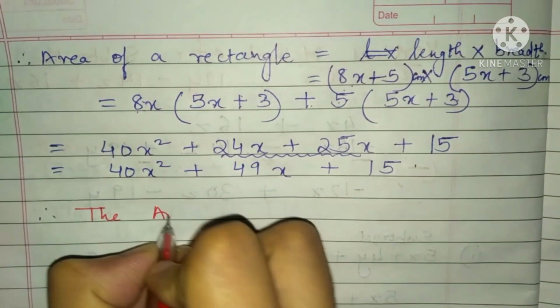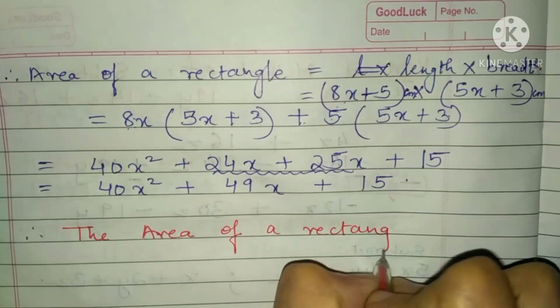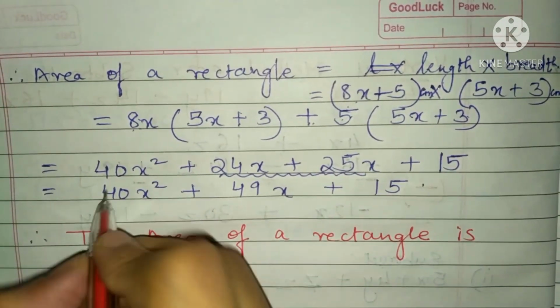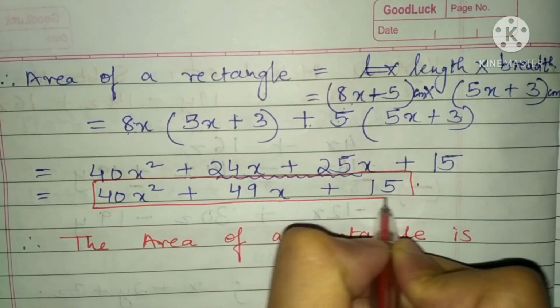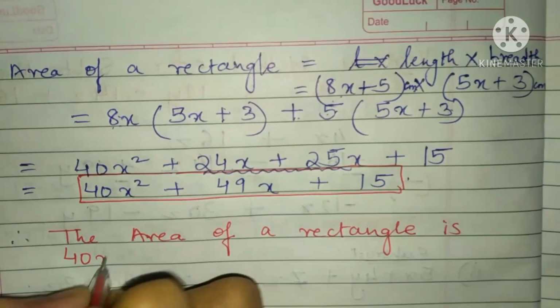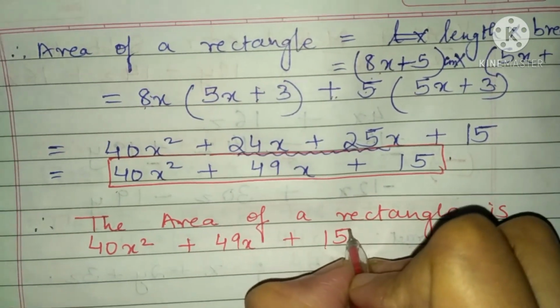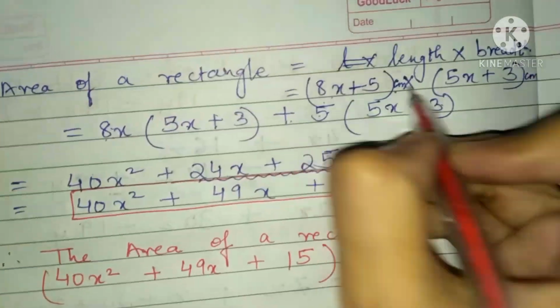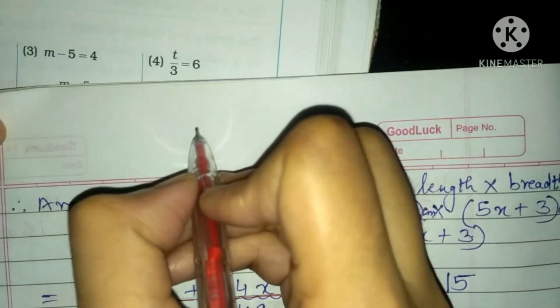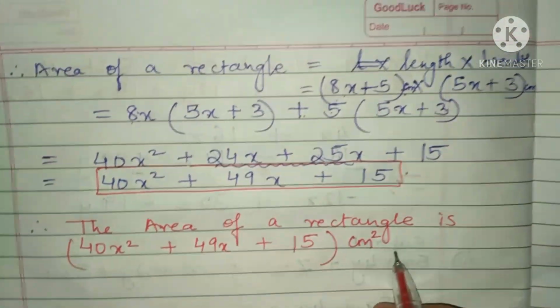This which we get is the area of a rectangle. So write the conclusion. The area of a rectangle is 40x square plus 49x plus 15. See, 40x square plus 49x, like terms you can add as I have told you. And you have to write the units also: centimeter square. Why is it centimeter square? As centimeter into centimeter will become what? Centimeter square. Two times centimeter, so centimeter square. Okay.